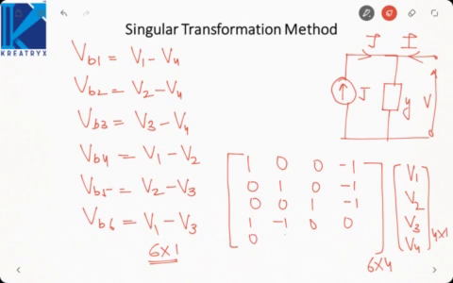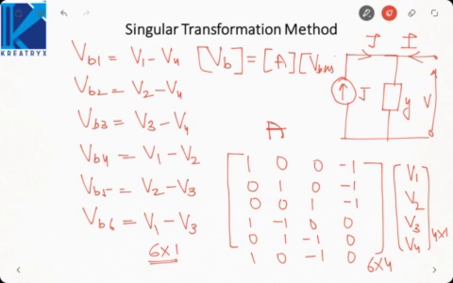V2 minus V3, 0, 1, minus 1, 0. V1 minus V3, 1, 0, minus 1, 0. This is actually the bus incidence matrix, that is A. So what I can say, V branch is equal to A into V bus. Okay, so that is how we can convert the branch voltage into bus voltage. The next challenge lies in converting the branch current into bus current.